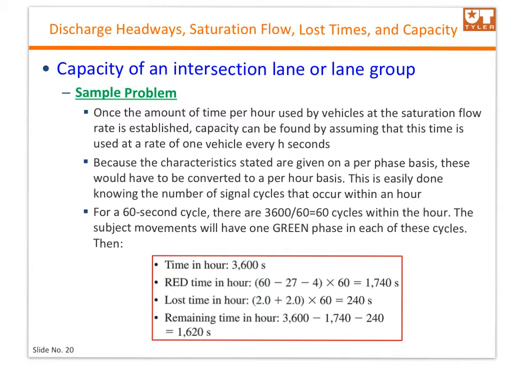If we know all this information, now we can tell that the time in 1 hour is 3600 seconds. The red time in 1 hour is simply 60, which is the overall cycle length, minus 27, which is the green time, minus 4, which is the two lost times added together, times 60.